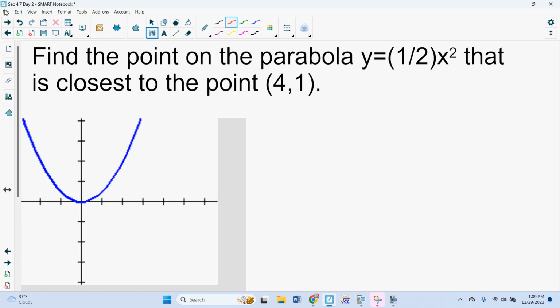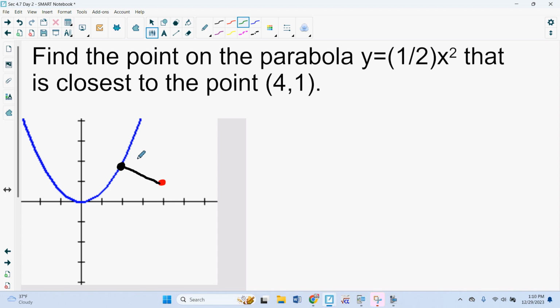So the first example I want to look at is: find a point on the parabola y = 1/2 x squared that is the closest to the point (4, 1). So 1, 2, 3, 4. So (4, 1) is a point right there. And we want to find where is the point on this parabola closest to that point. So that is going to be some point right here on that parabola where the distance is the closest.